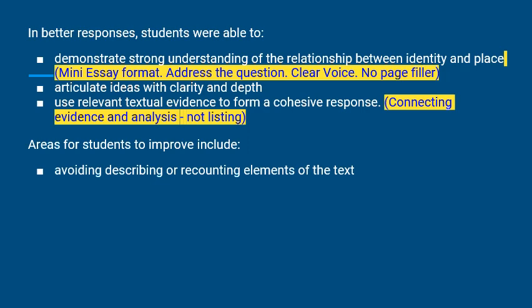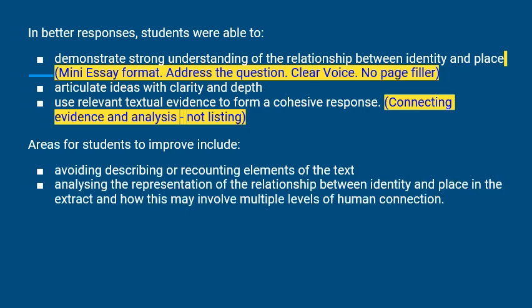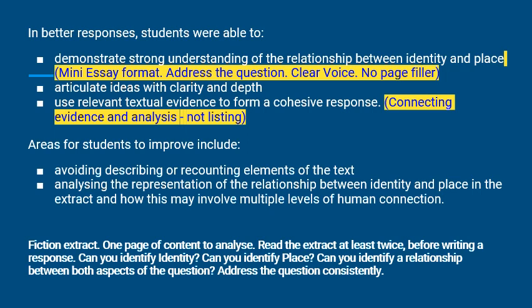So for areas to improve, again, describing or recounting elements of the text, and analyzing the representation of the relationship between identity and place in the extract and how this may involve multiple levels of human connection. So when you look at it, this was a fiction extract. There was 1 page of content to analyze. So this extract should have been read at least twice. This is something you need to get into the habit of doing, which means that you need to start thinking about this process when you're engaging with time management for this section.